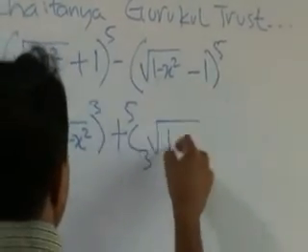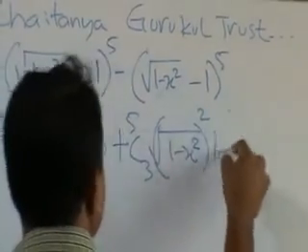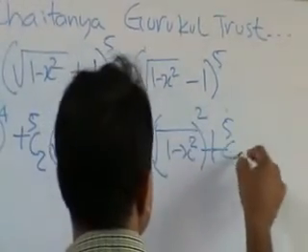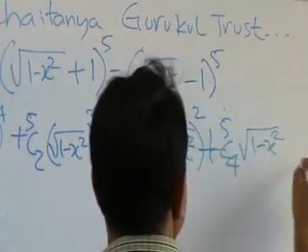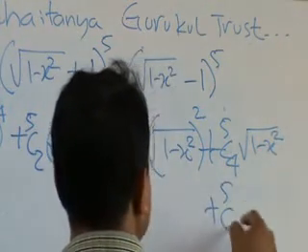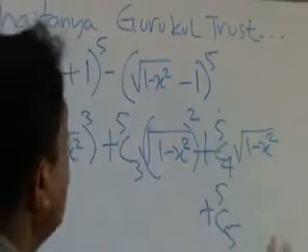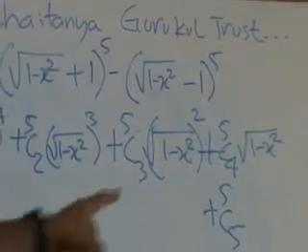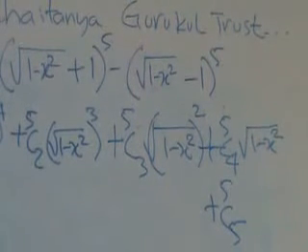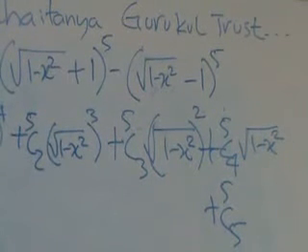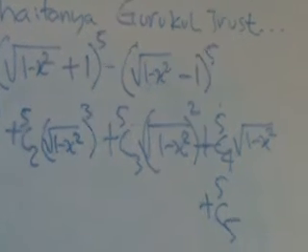5C3 root 1 minus x square, then 5C4 root 1 minus x square, and the last term is 5C5 times root 1 minus x square whole to the power 0, and then it will be 1 to the power 5 actually. It is not needed. The last term would be 5C5, which is 1. Is this okay for everyone? Yes.